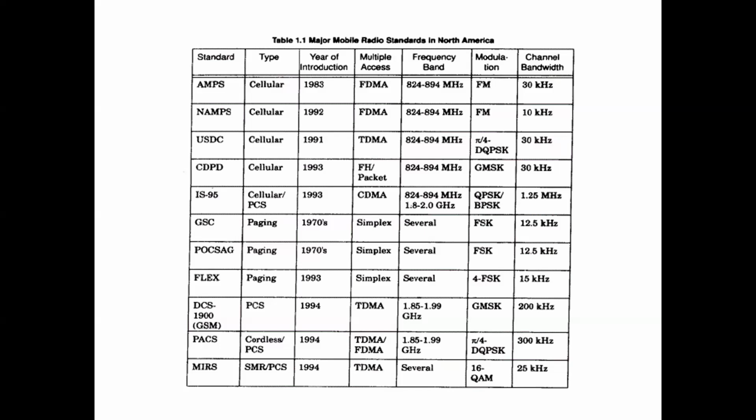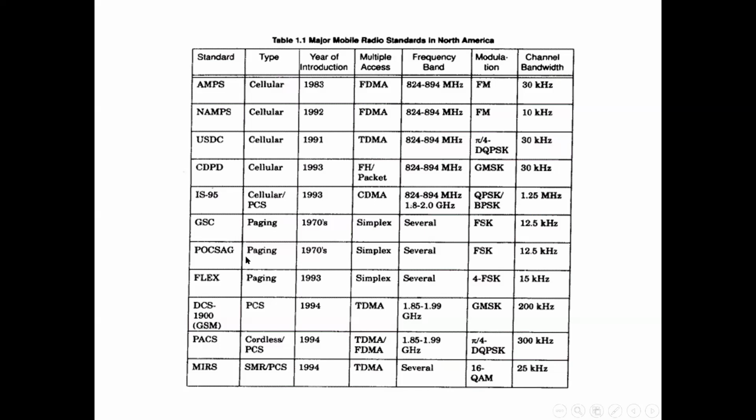When we talk about FDMA, it means this channel is used by more than one user. FDMA means frequency division multiple access. Of course, the original bandwidth is divided into a set of channels, and every individual channel may be accessed by more than one user.